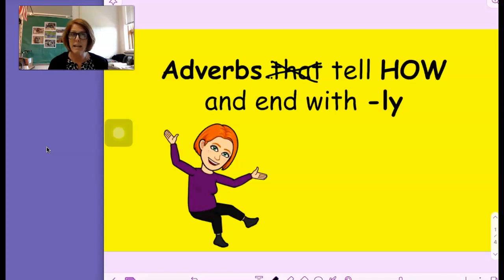And I saw right away I had a typo. Adverbs are words that tell how and they end with ly. So adverbs tell us how you do something and they end with ly.